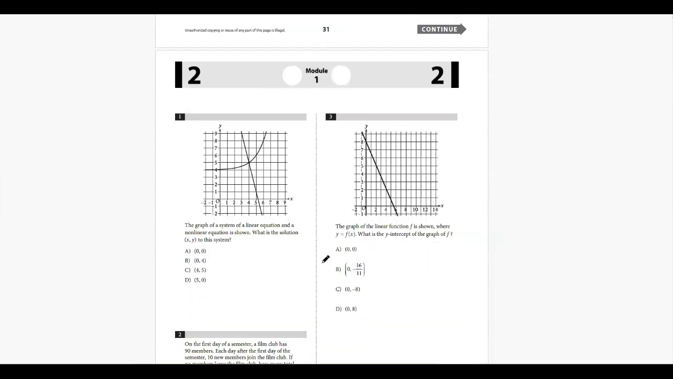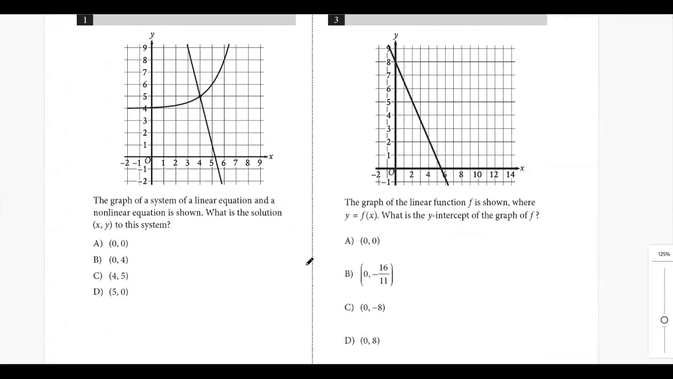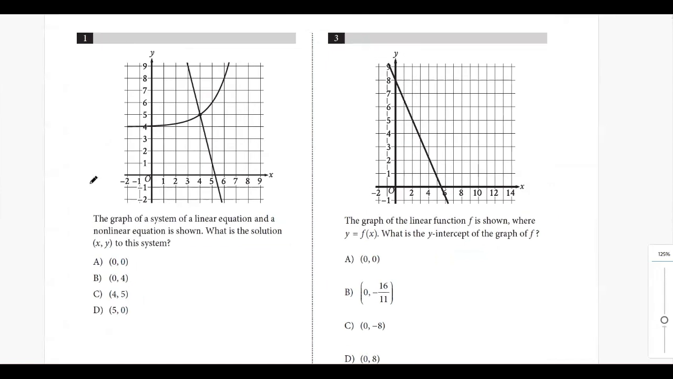The graph of a system of a linear equation and a nonlinear equation is shown. What is the solution (x, y) to the system? As you can see here, the two functions intersect when x is equal to 4 and y is equal to 5. So C is the correct answer.